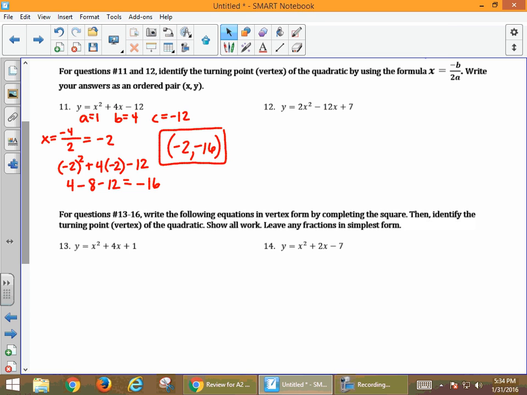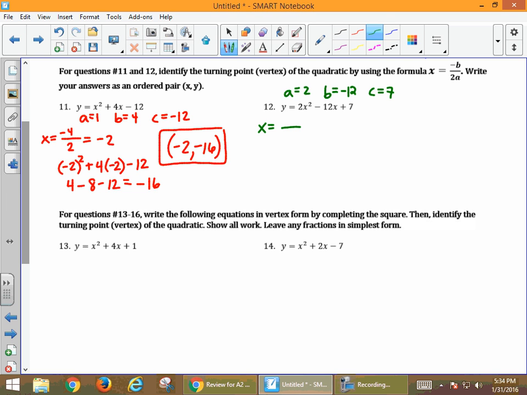Number 12. A is 2, B is negative 12, C is 7. X equals the opposite of B. The opposite of negative 12 is 12, divided by 2 times A. 2 times 2 is 4. 12 divided by 4 is 3.